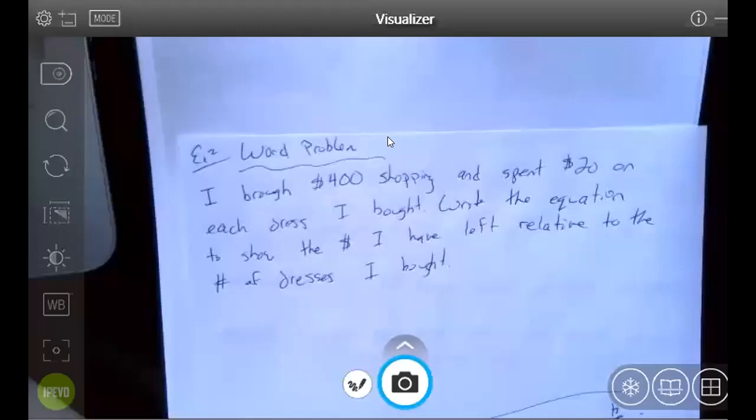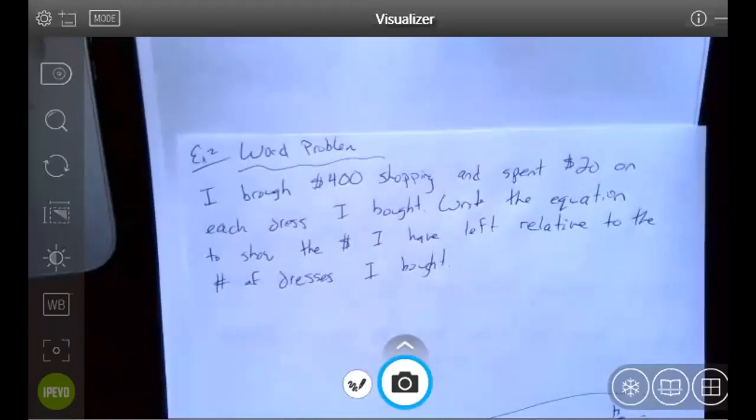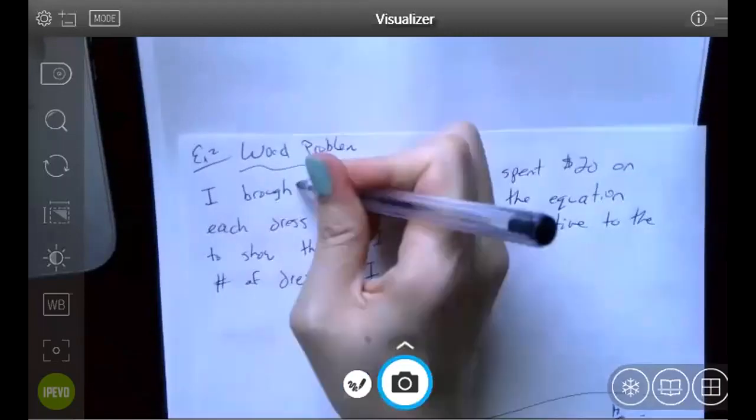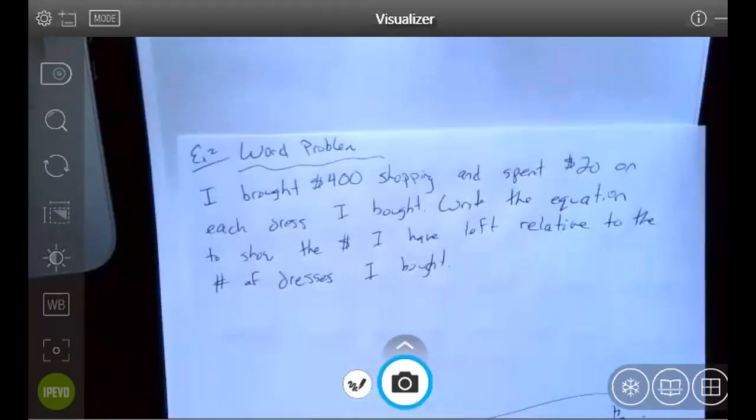Okay, for the second example here, we're going to be dealing with a word problem. So it says, I brought $400 shopping and spent $20 on each dress I bought. Write the equation to show the money I have left relative to the number of dresses I bought. So you don't know how many dresses I bought. You also don't know how much money I ended up with. So you're just going to be writing the equation for this. You can't actually solve anything.